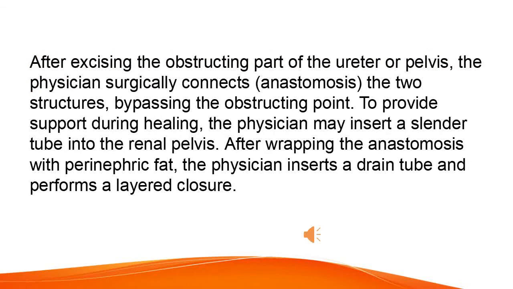After excising the obstructing part of the ureter or pelvis, the physician surgically connects, anastomosis, the two structures, bypassing the obstructing point. To provide support during healing, the physician may insert a slender tube into the renal pelvis. After wrapping the anastomosis with perinephric fat, the physician inserts a drain tube and performs a layered closure.